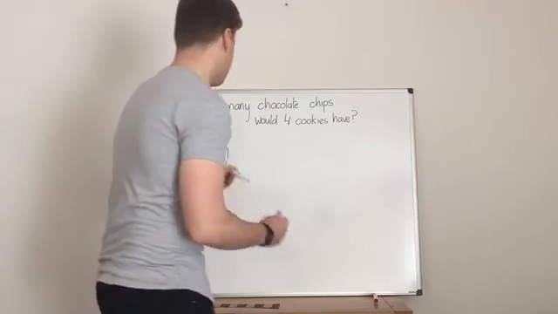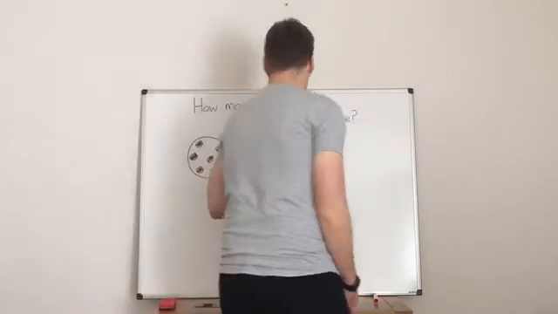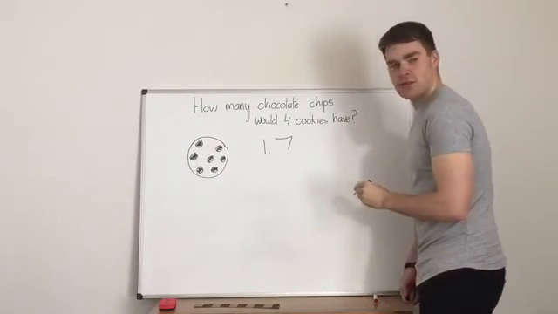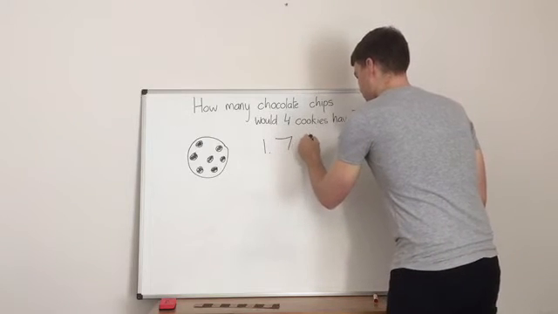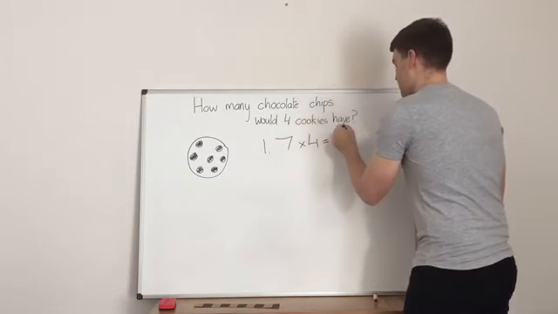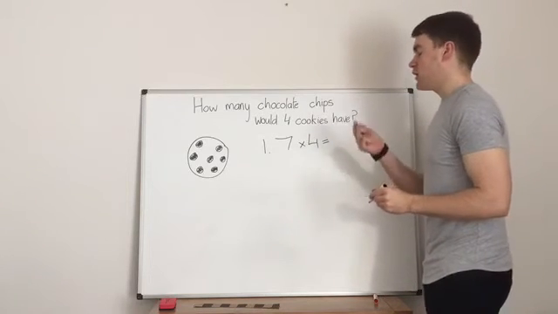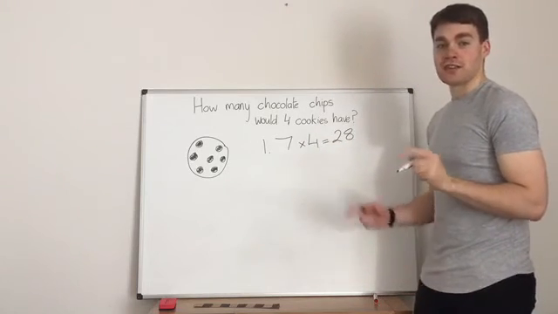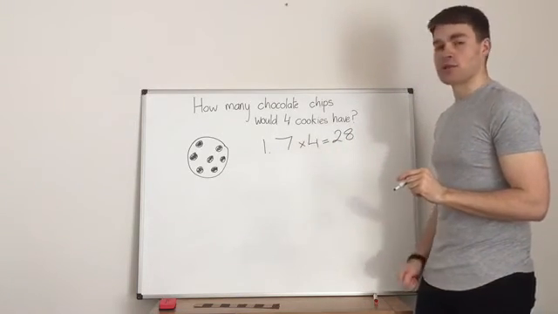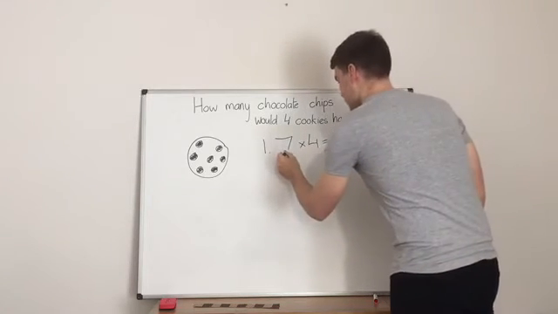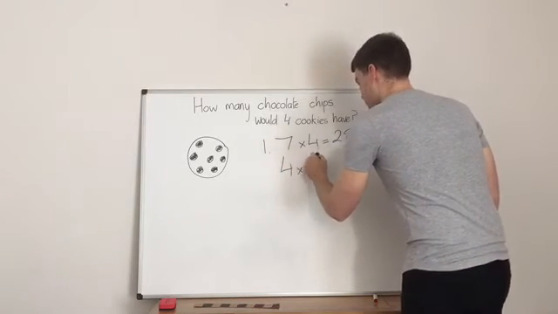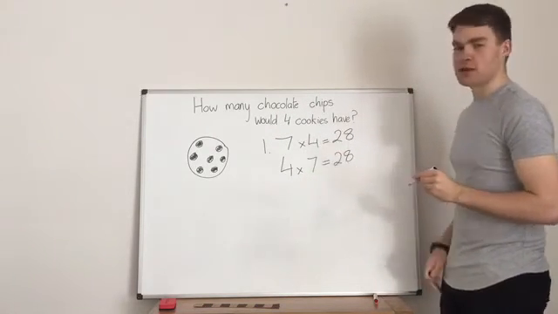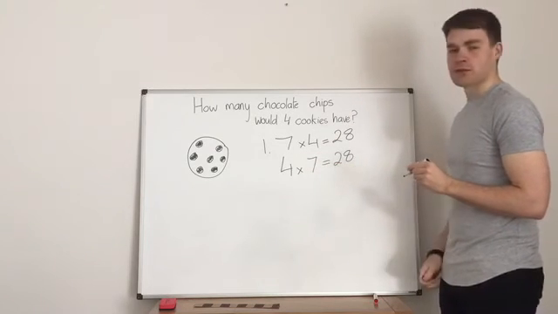Okay, strategy number 1. The quickest strategy, I think. I'm going to say 7 chocolate chips multiplied by 4 cookies equals, let's do my 7, 14, 21, 28. And because I know that multiplication has a commutative property, which means I can swap them around, I could also say that 4 cookies with 7 chocolate chips equals 28 as well. So I could say 7 times 4 equals 28, or I could say 4 times 7 equals 28.